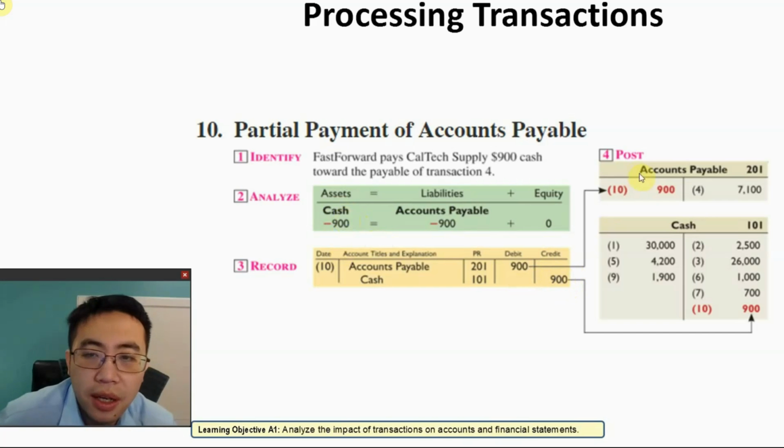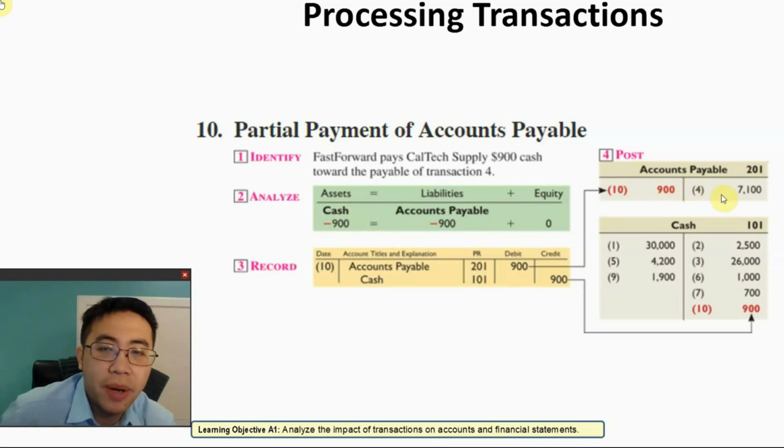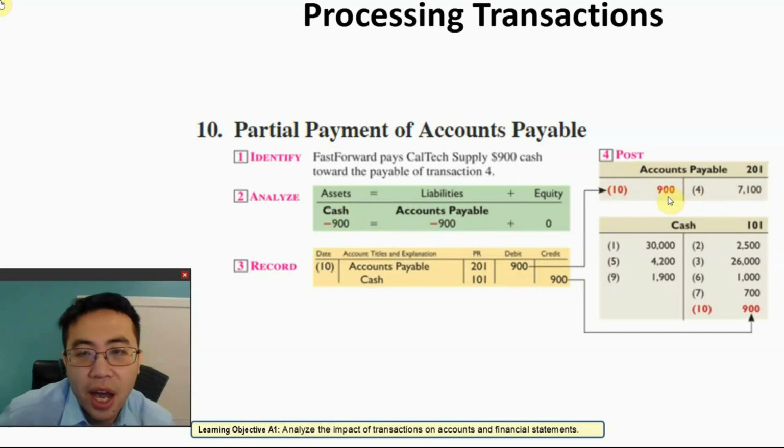So in the ledger, you will see accounts payable. It used to be 9,100, which was built up in transaction 4. Now part of it is paid off in the amount of $900. And for cash, there is a $900 credit, so your cash got further reduced by that amount.